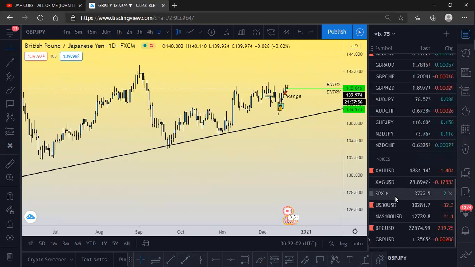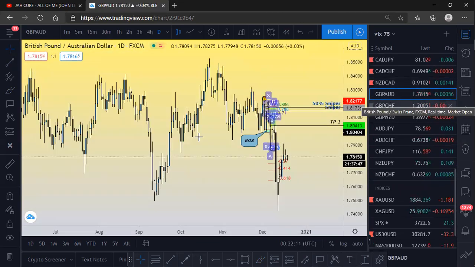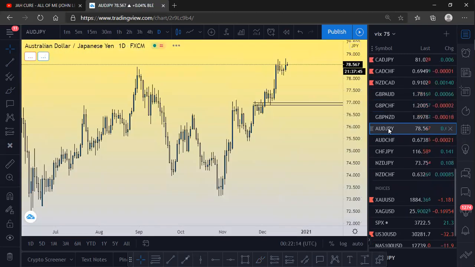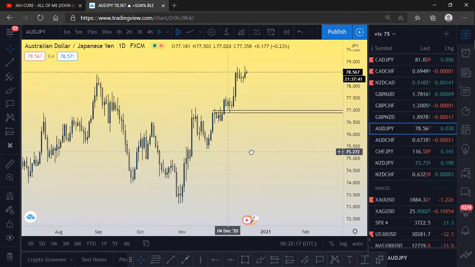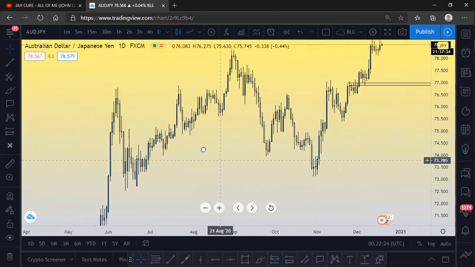Probably we should check another pair. All right, no problem. Let's check GBP AUD. I have some markups here. I'm looking for a clean chart, where there are no markups. All right, so let's use this one.